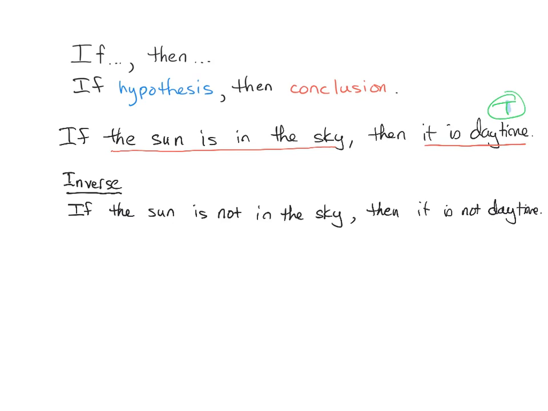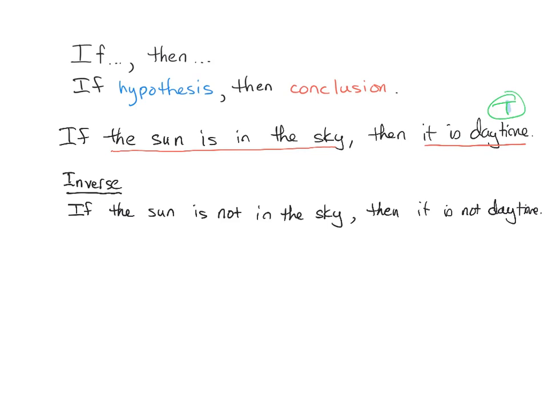And you might be like, well, that seems like that's obviously true. But we could say, how do we define sun in the sky? Well, what if we have an overcast day where we can't see the sun? We know it's up there, but if we can't see the sun, does that mean it's not daytime? No, of course not. It's still daytime. It's just that we can't see the sun. So if the original statement is true, it does not automatically mean that the inverse statement is true. Okay, so keep that in mind.